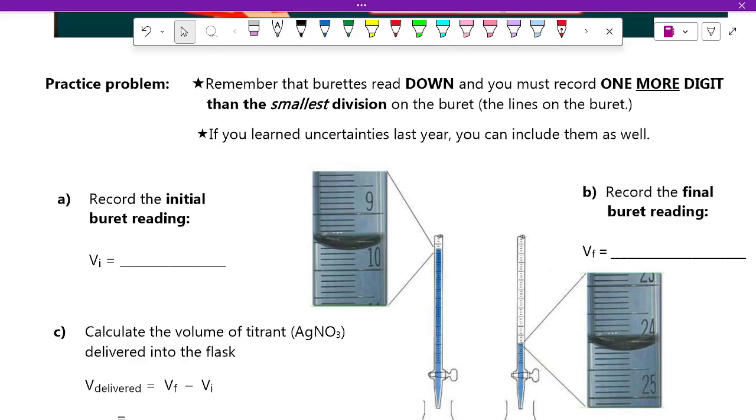I'm seeing lots of correct sig figs. That's good. I am seeing lots of measurements that are missing something. So think about what your measurement might be missing.